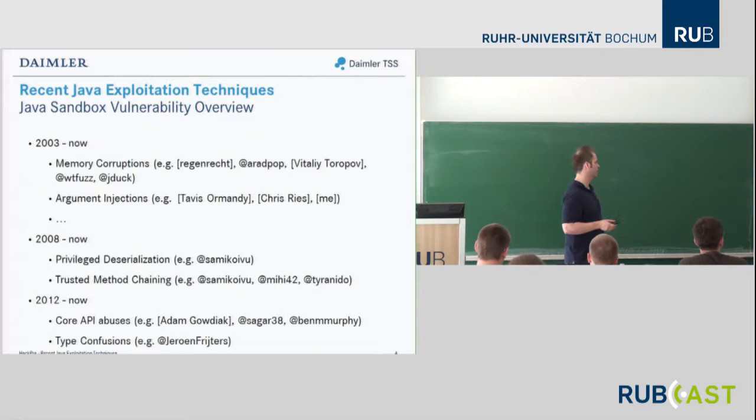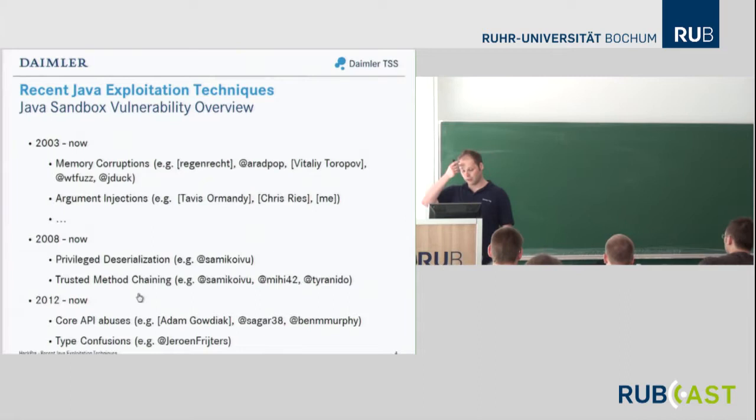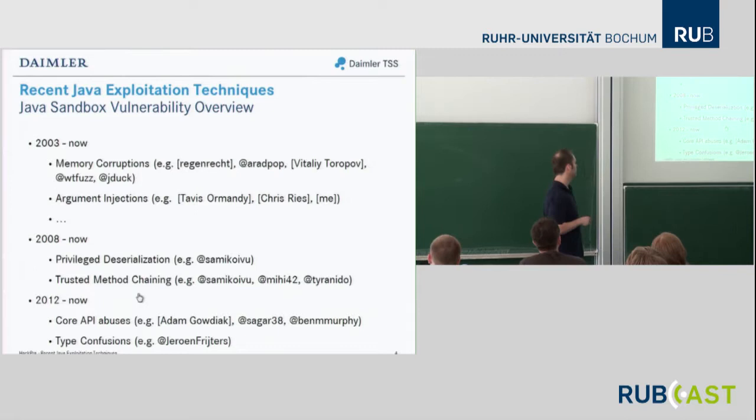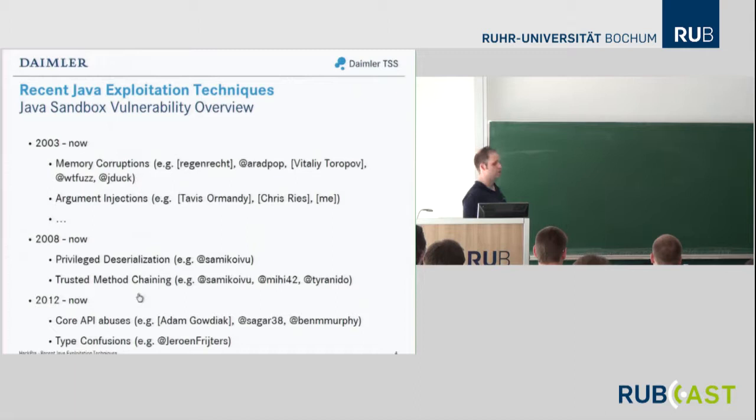Also, the guy from Immunity discovered some vulnerabilities based on core API abuses. And recently, Ben Murphy also had a 0 day for the Pwn2Own contest. He has also already found a lot of vulnerabilities based on core API abuses. And recently, this guy from, I think, the Netherlands, has discovered several type confusions. I think he's the main developer of IKVM.NET, a virtual machine, and he's very deep in bytecode. He found several interesting type confusions, which are really easy to exploit. And there's also a public exploit. It's for Java 7.21, as far as I know.